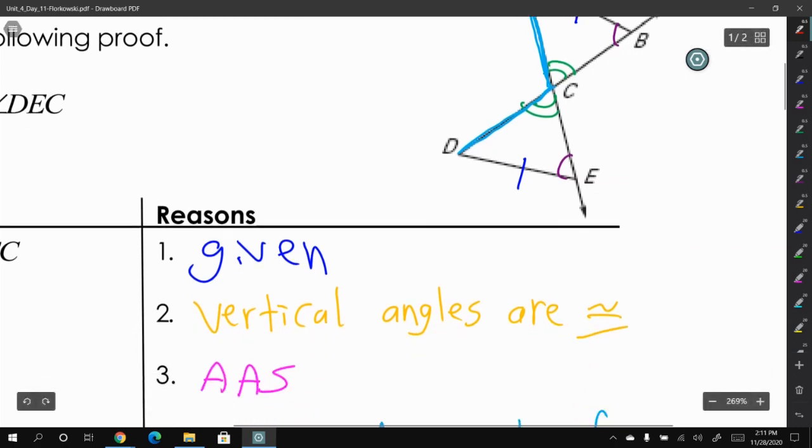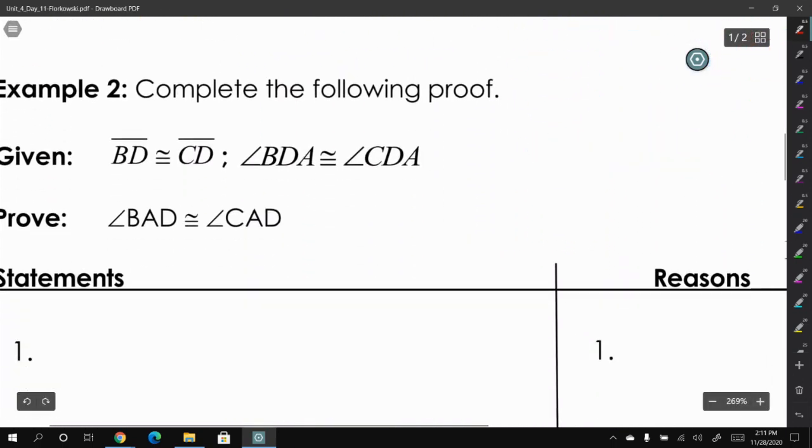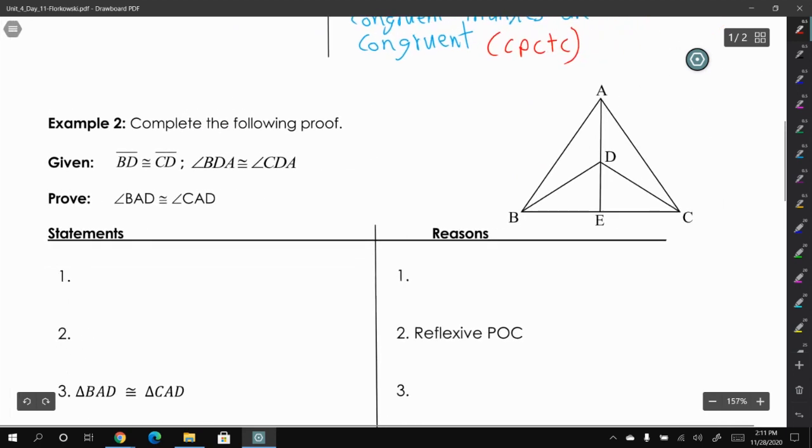All right, let's look at another example. Example number 2 down here. We have BD is congruent to CD, and angle BDA is congruent to angle CDA. So let's write that given information down.